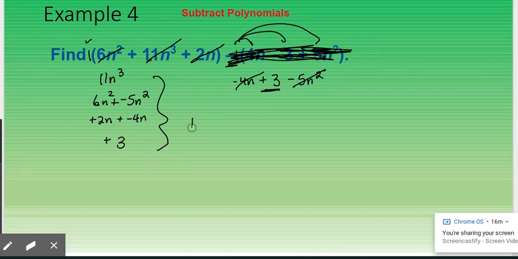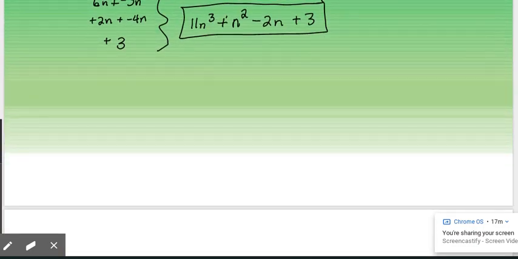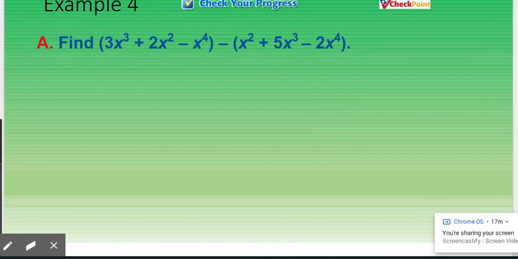So I got 11n to the third. And we got to start with the biggest exponent. Be positive 1n squared. We have negative 2n plus 3. Okay, now we're gonna have you guys try a couple of these. Go ahead and pause the video, and I want you to try this problem.